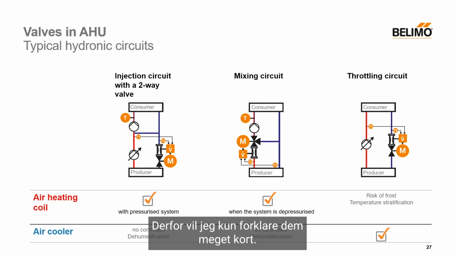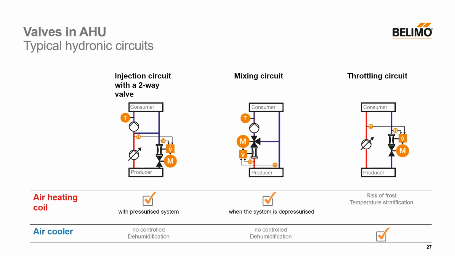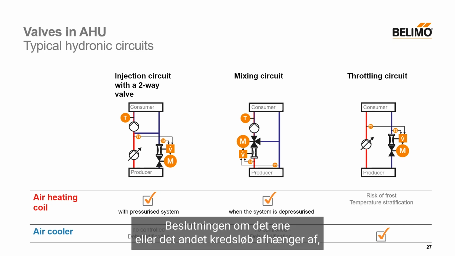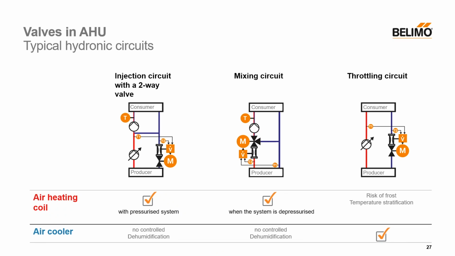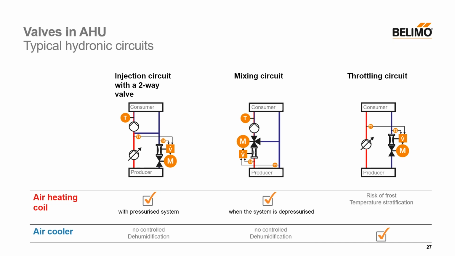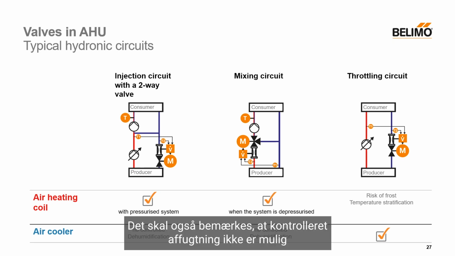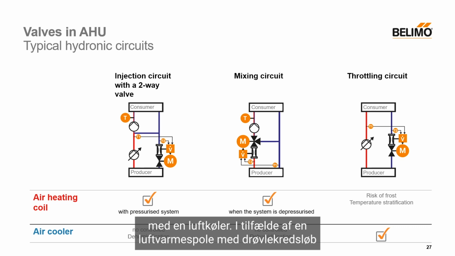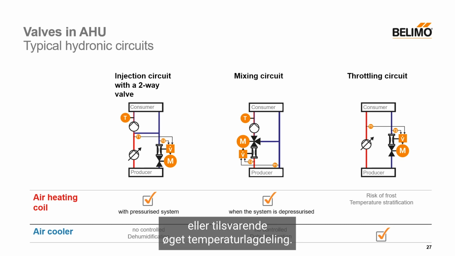For the air heating coil, we recommend an injection circuit with a two-way valve or the mixing circuit. The decision for one or the other circuit depends on whether it is a pressurized system or an unpressurized system. In the case of an air cooler, we recommend the throttling circuit. Of course, other constellations are also possible. It should also be noted that controlled dehumidification is not possible with an air cooler. In the case of an air heating coil with throttling circuit, there could be a risk of frost or correspondingly increased temperature stratification.